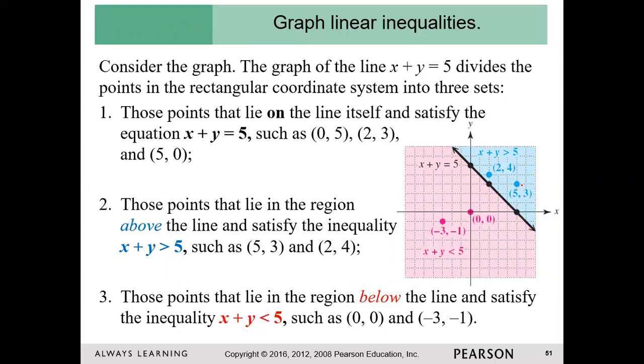And they've selected a couple of points over here, 2, 4, 2 plus 4 is 6, which is greater than 5. So this is part of the solution set. 5 plus 3 is 8, which is greater than 5. So this is part of the solution set. So all of these points here on this side of the line satisfy the inequality of x plus y is greater than 5. Okay? And on the flip side, these are all of the points that satisfy the inequality that is less than 5. All the points over here on this side are all of the points that are going to satisfy the inequality of x plus y is less than 5.